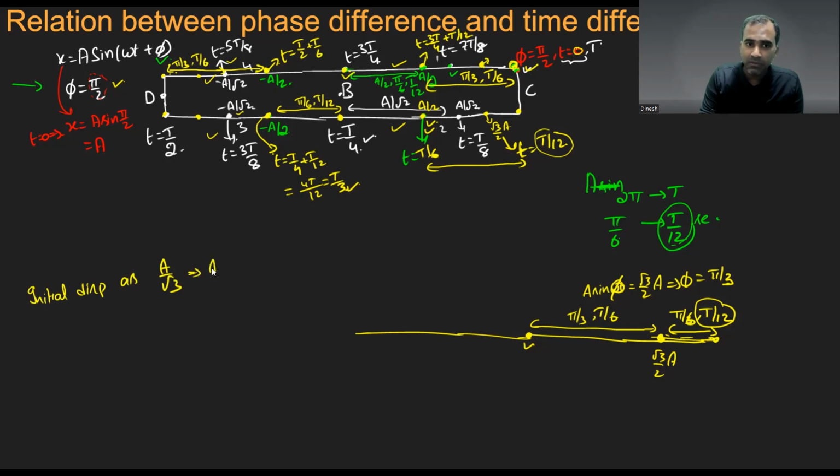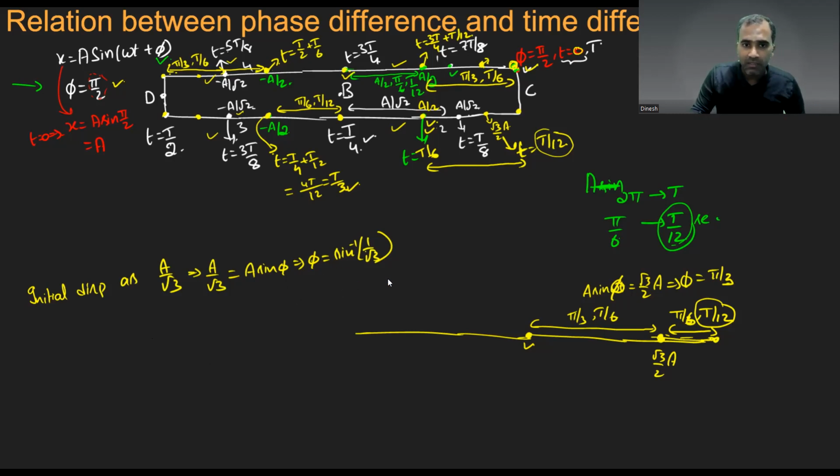Initial displacement is a by root 3, which means a by root 3 is equal to, what is the formula for initial phase? A sine of omega t plus phi. Put time 0: A sine omega into 0 plus phi is A sine phi. So A cancels, and phi is equal to sine inverse of 1 by root 3. We don't know how much that angle is. Only sine inverse of 1 by root 2, root 3 by 2, and 1 by 2 we know. Other values we have to leave like that. Sine inverse of 1 by root 3.